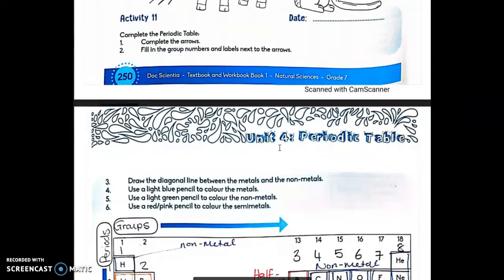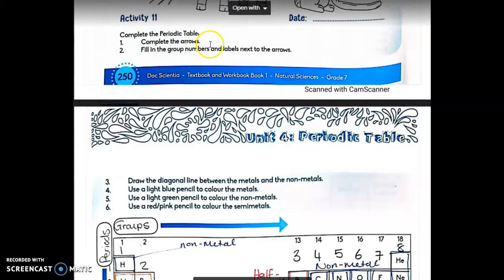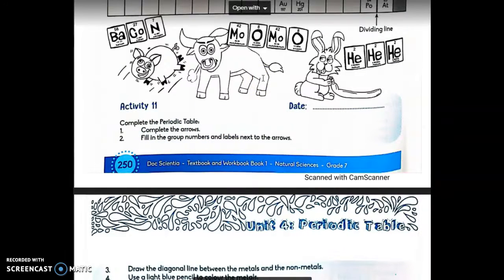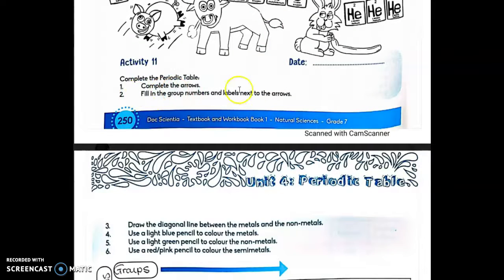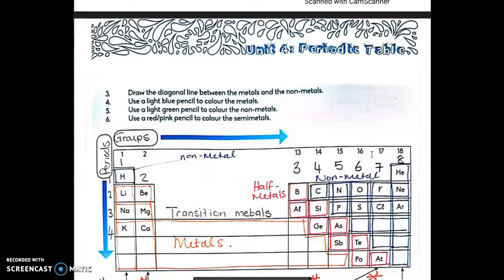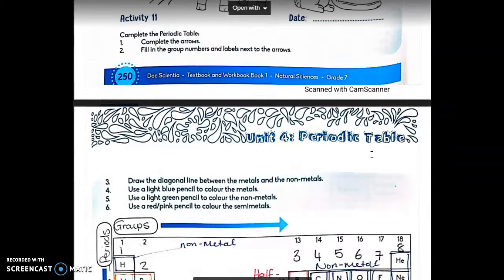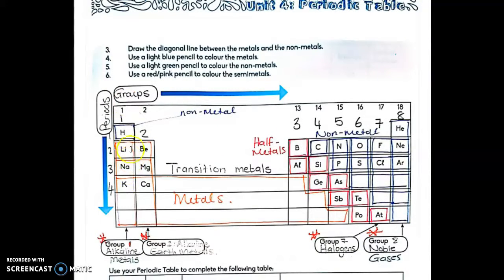Now here we have complete the periodic table. This is the exercise that you can do. This can also be some questions in the test that you're going to write. Teachers love these. Complete the periodic table. Complete the arrows. Fill in the group numbers and labels next to the arrows. So this arrow is called the groups, and this arrow is called the periods.